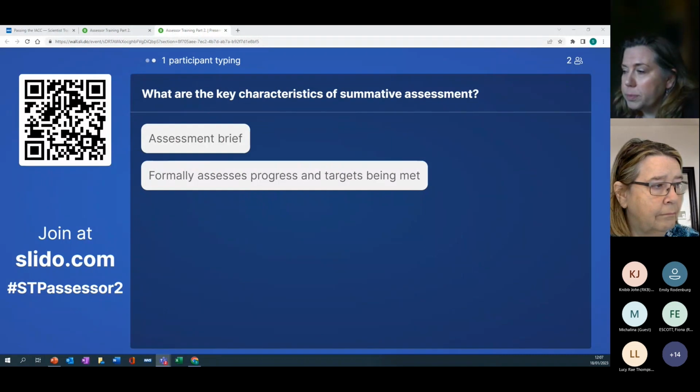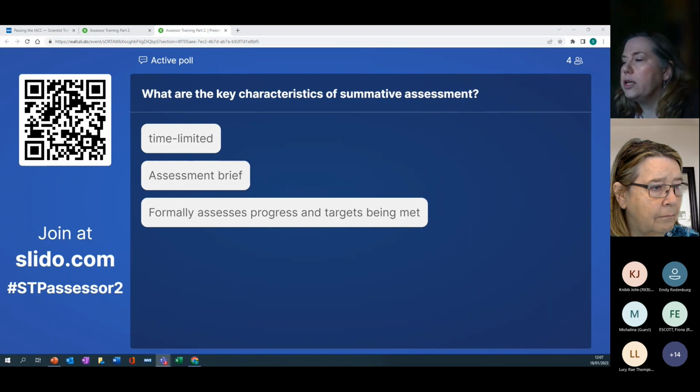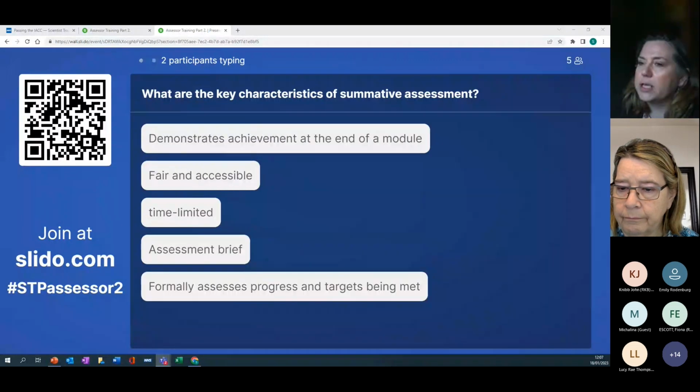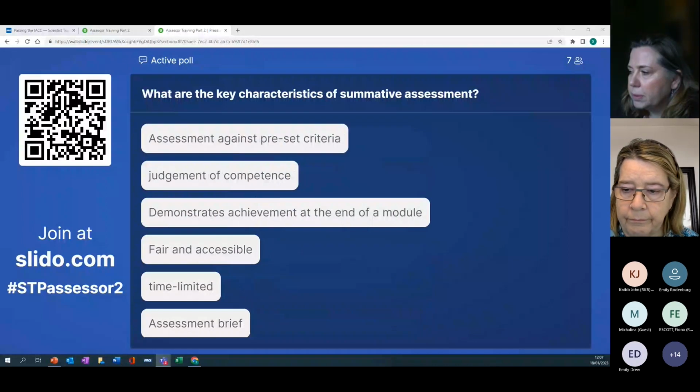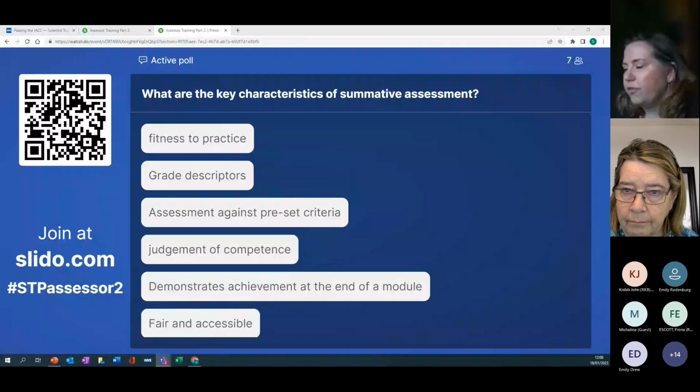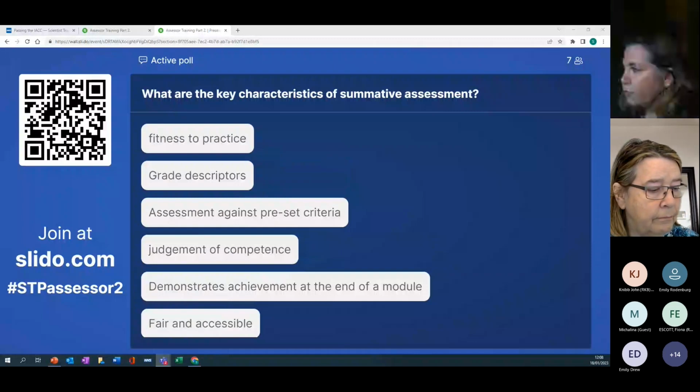It's more a description of formative assessment in terms of ongoing progress. But if you mean achievement, we tend to think of the word achievement for summative assessment. So there'd be an assessment brief, time limited, so it would be by a particular point. Whereas if it was something formative, something that you can revisit and potentially take your time with, and have multiple attempts at. Fair and accessible achievement at the end of a module, judgment of competence, assessment against preset criteria, and there'll be grade descriptors, a marking scheme for it, fitness to practice, so it's assessing that, bringing that together, particularly with the IAC. Okay.